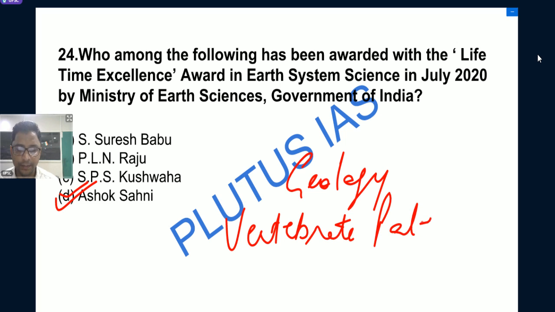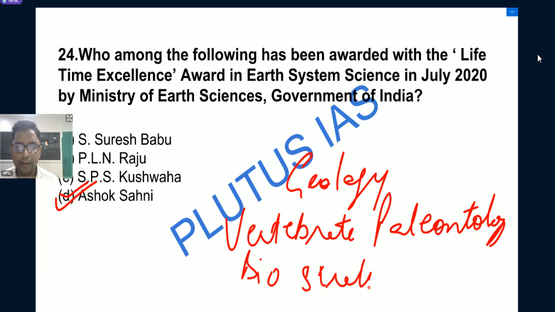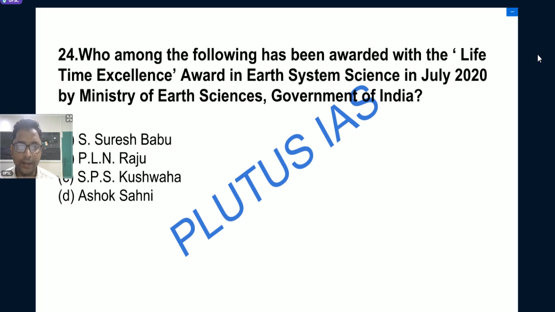fossil study, then biostratigraphy. So these were the things for which Professor Ashok Sahani got this prize.